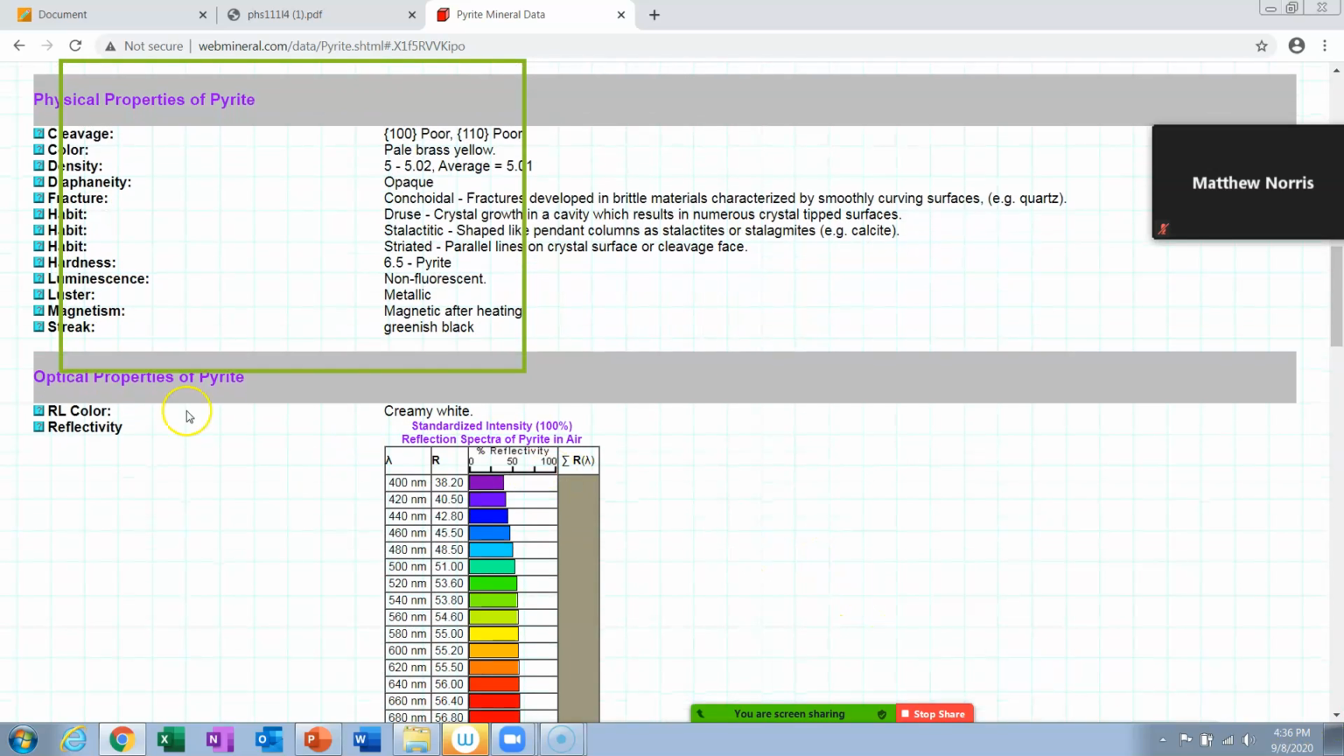And again, in order, color first, then luster, then streak, then hardness right here, then cleavage slash fracture. Okay, cleavage here, fracture here. Okay, slash, and then density right here. So you do that for every mineral.